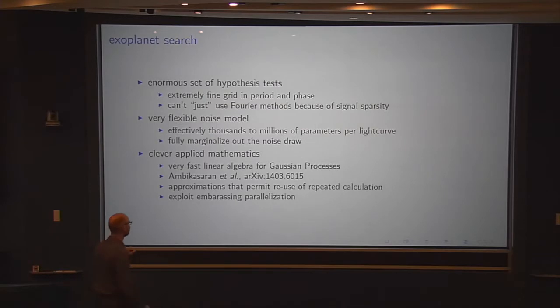There's also some applied math inside here. Leslie's involved in making some of our linear algebra very fast. We play a bunch of tricks that capitalize on the sparseness of the signal. Such a large part of the data isn't touched by the signal at all, and that allows us to reuse a lot of calculations. So we do a lot of clever things to make this fast. And the most important thing is embarrassing parallelization. In the K2 data set, there's 20,000 stars to consider, and between NYU and NYU Abu Dhabi, we have more than 20,000 cores.